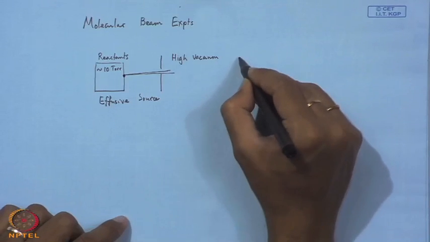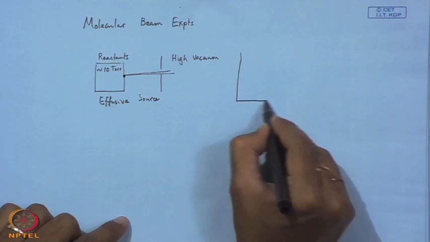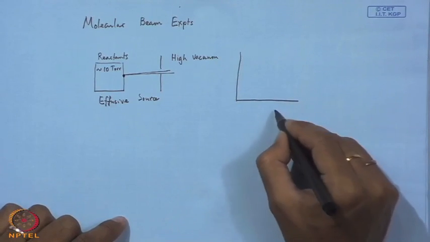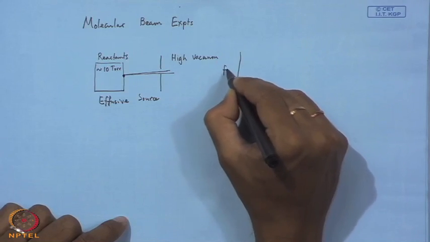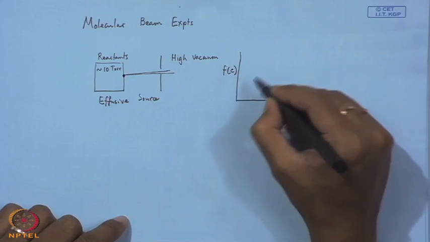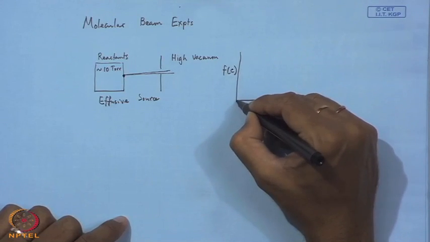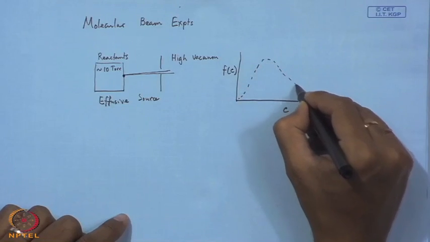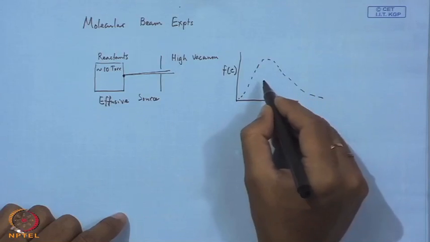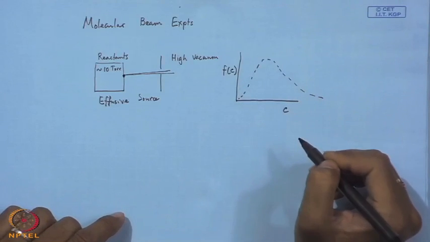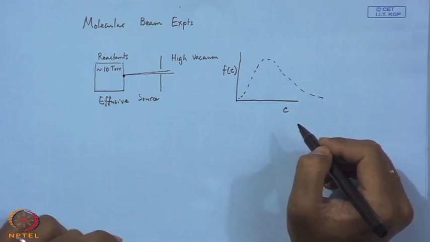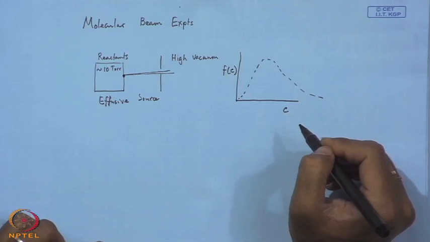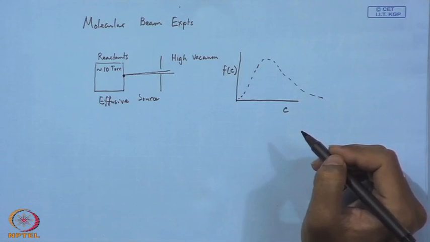And the distribution of speeds, f(c), will be something like this. It is a distribution of speed, and the average energy will be on the lower side.